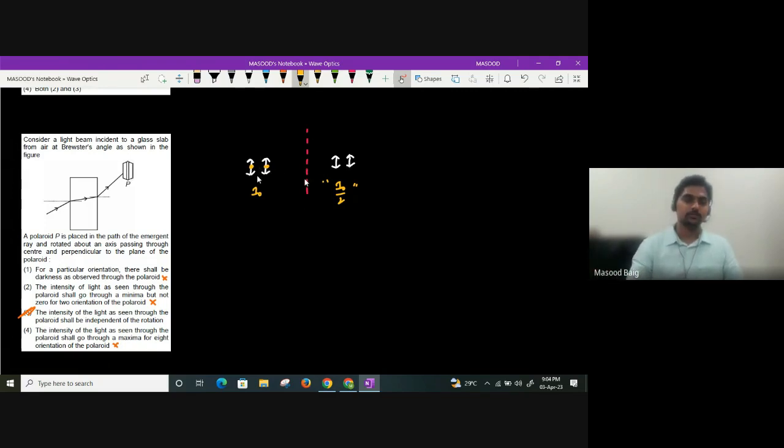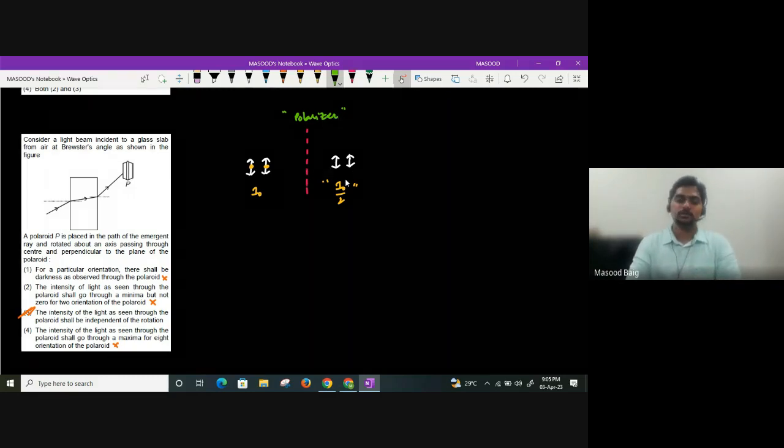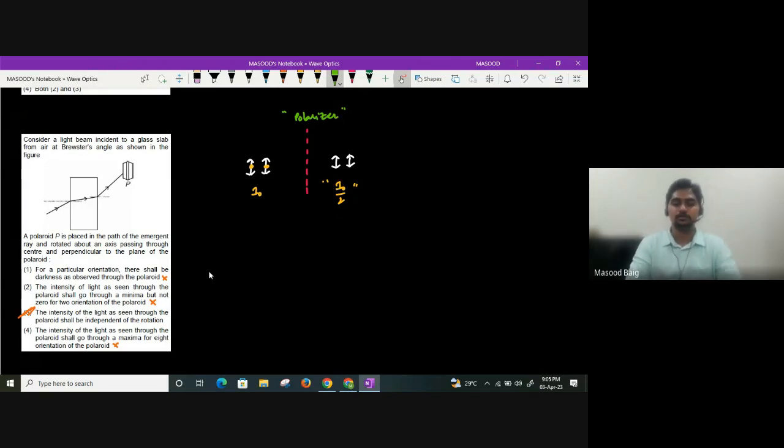They are saying a Polaroid is placed in the path of the emergent ray and rotated about an axis passing through the center and perpendicular to the plane of the Polaroid. So if the Polaroid is like this, it is rotated in this manner, so the transmission axis is getting rotated like this. So here it is behaving as our polarizer. So when unpolarized light is incident on a polarizer, whatever may be the transmission axis, polarized light will come out or not? Yes. How much intensity? I naught by 2. Clear?